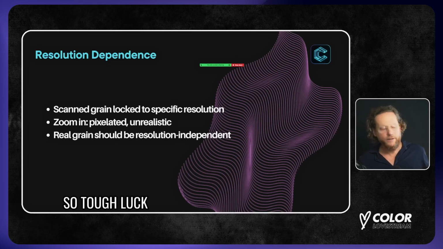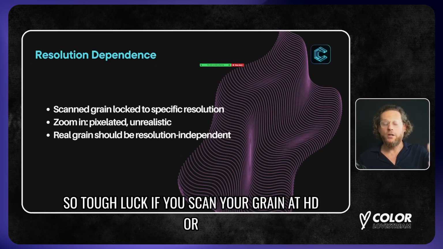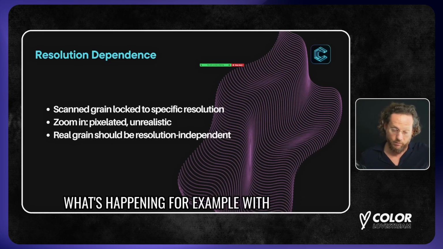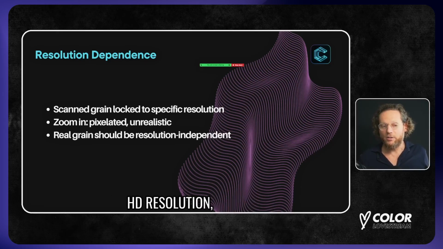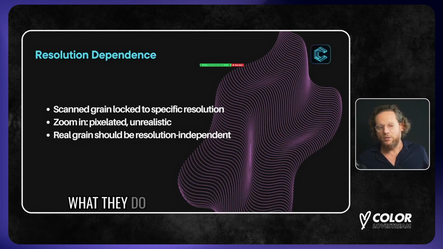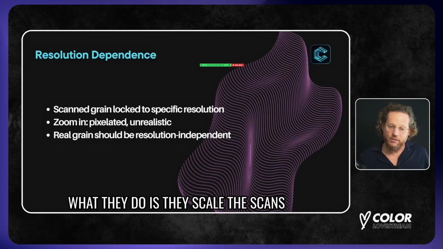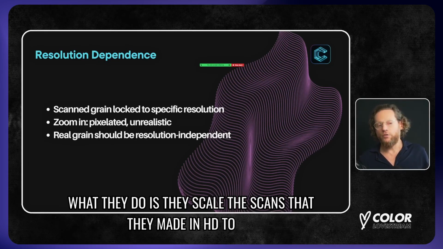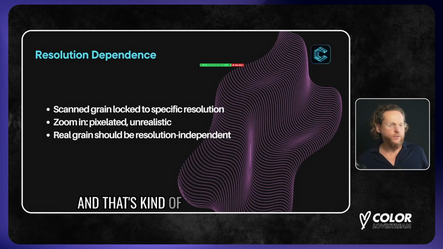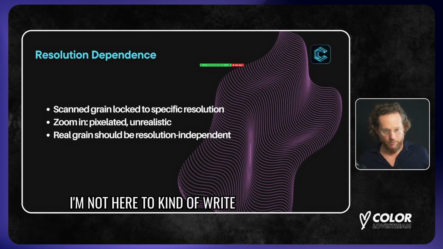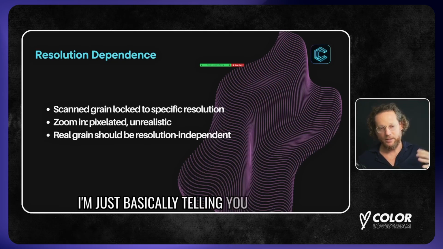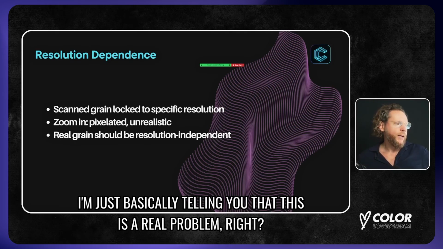So tough luck if you scan your grain at HD. What's happening, for example, with some of these plugins is they emulate at, let's say, HD resolution, and then you put it on a 4K image. What they do is they scale the scans that they made in HD to 4K, and that blows it completely. I'm not here to write anybody off. I'm just telling you that this is a real problem.